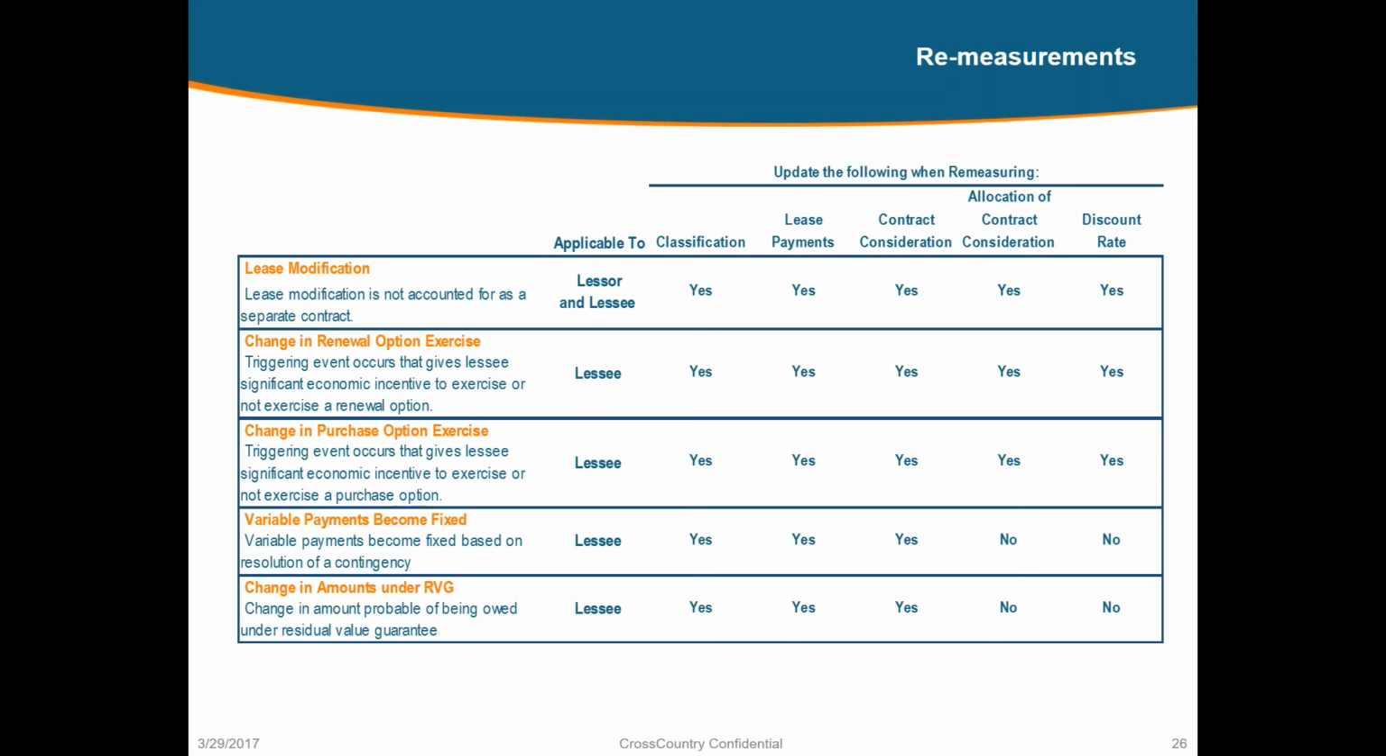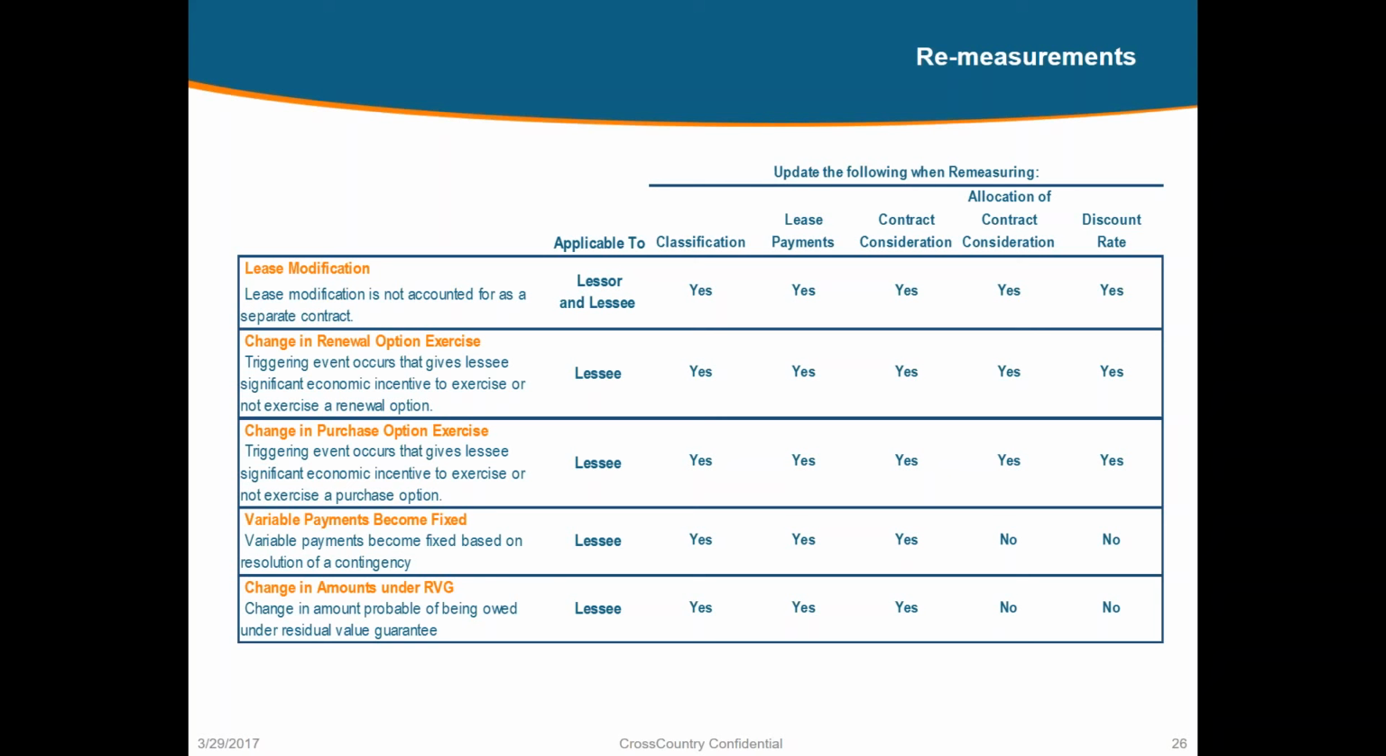Another remeasurement event relates to variable payments becoming fixed. This occurs when a contingency upon which some or all of the variable lease payments are based is resolved, since those payments now meet the definition of lease payments. For example, an event occurs that results in variable lease payments that were linked to the performance or use of the underlying asset becoming fixed payments for the remainder of the lease term.